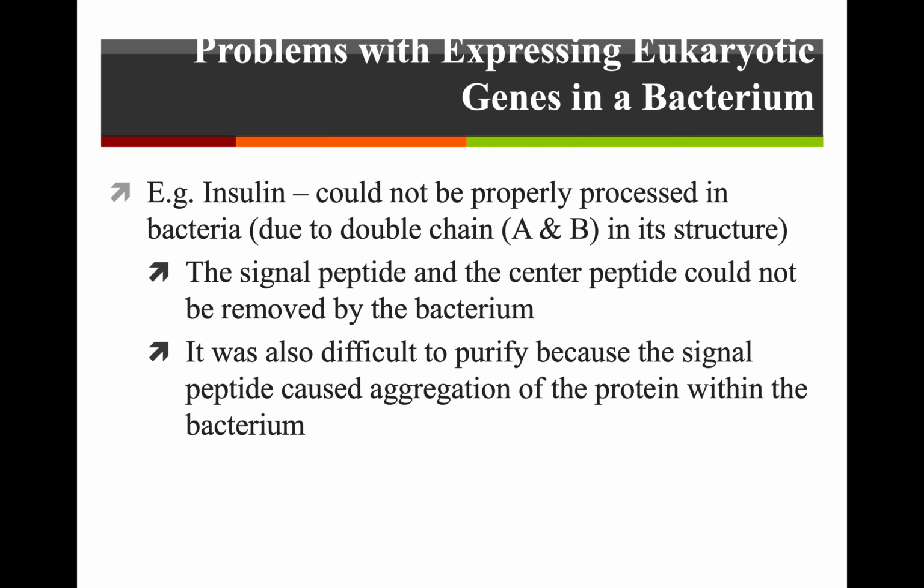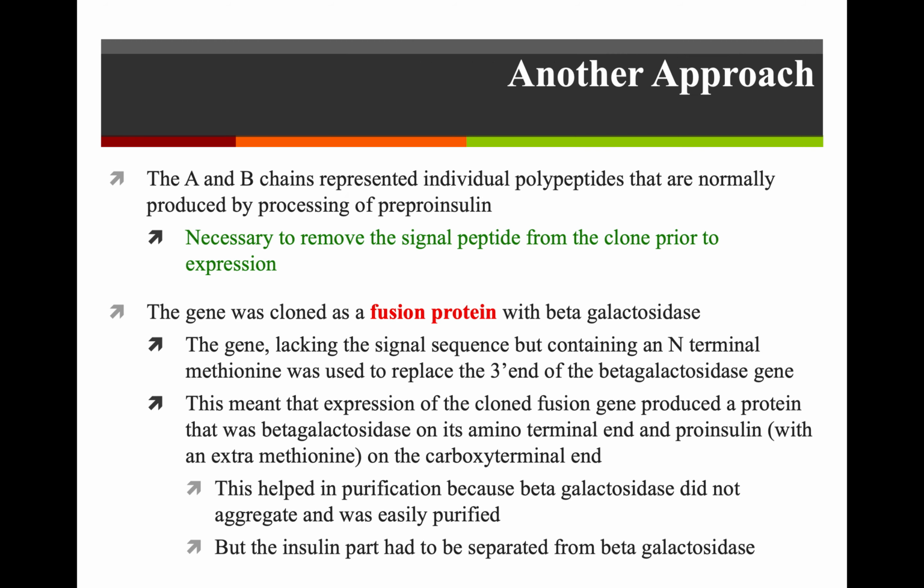Hence, it is also quite difficult to be purified, because the signal peptide would cause aggregation of the protein. So when the protein aggregates or clumps, purification usually could not be done easily. What you get is actually a very small amount of protein, and the purification level is not that high anyway. Another approach to overcome that, again taking the example of insulin, is for both A and B chains to be expressed individually. So this is what has been done, whereby the A chain and the B chain are recombined separately. Then only they are combined as a fusion protein.